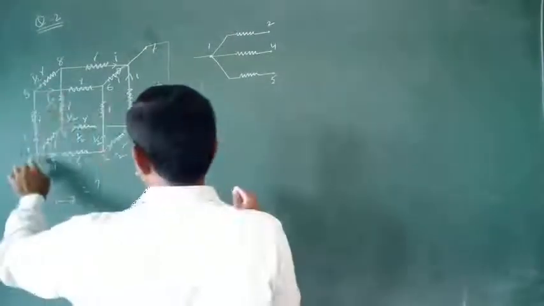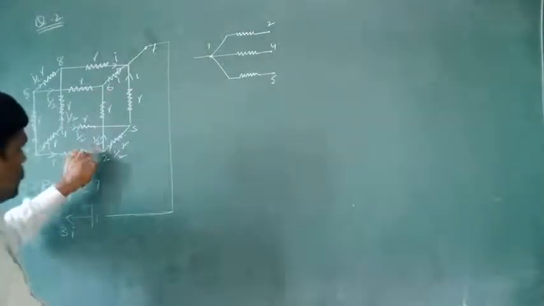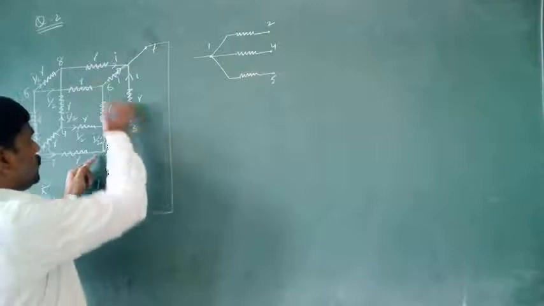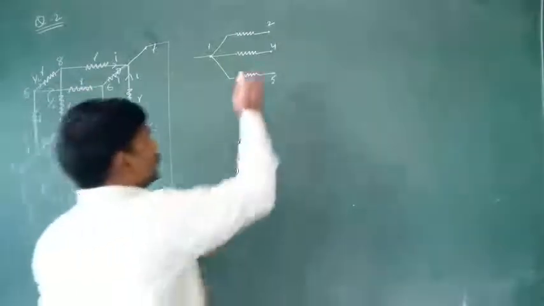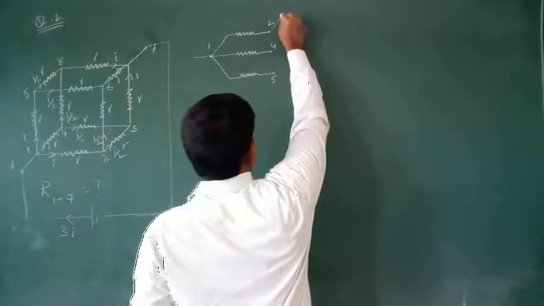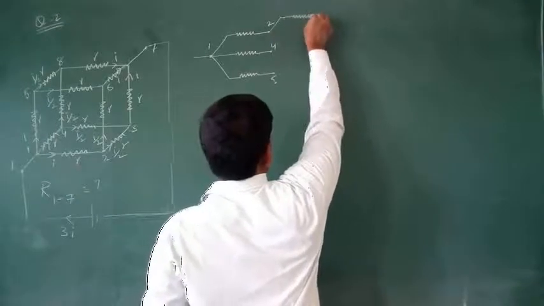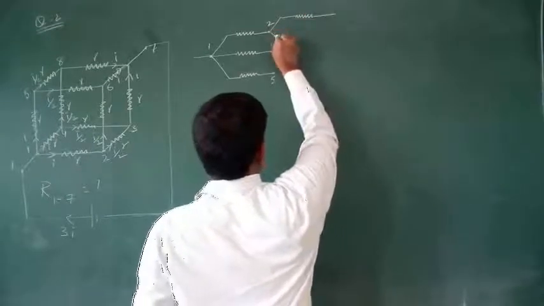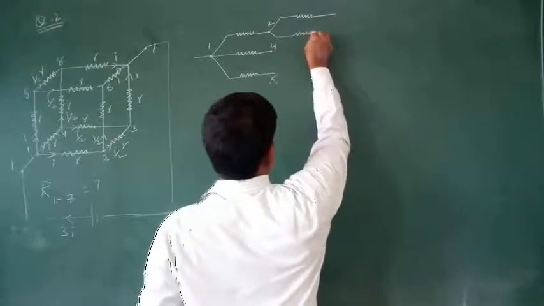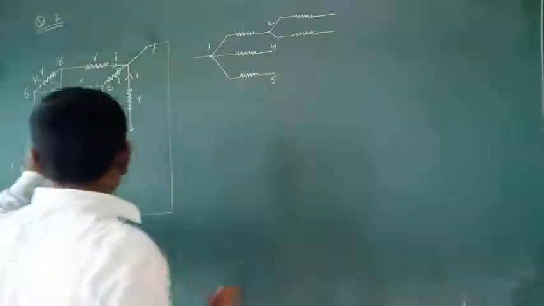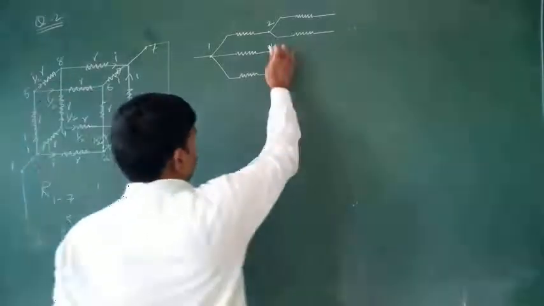Next one. From the second resistor, 2 more resistors are connected. Those are connected to 3 and 6. So from here, 2 resistors are connected. And again, next one, from 4 also 2 resistors are connected.